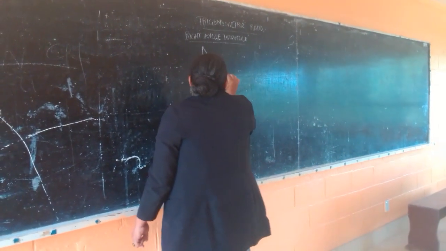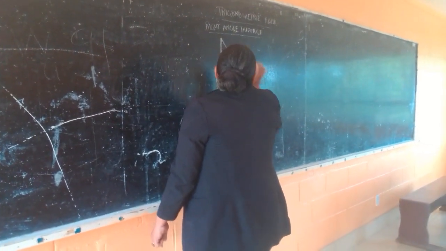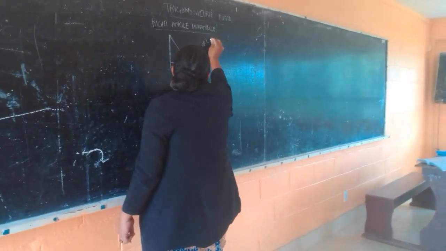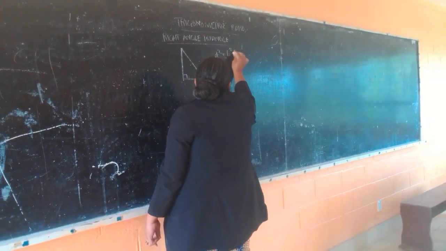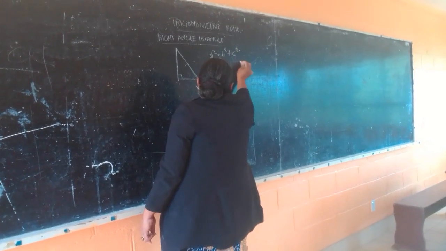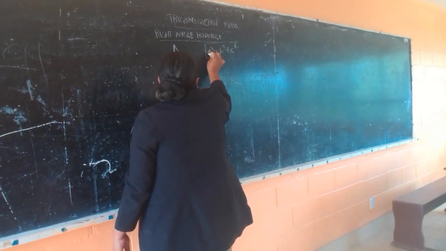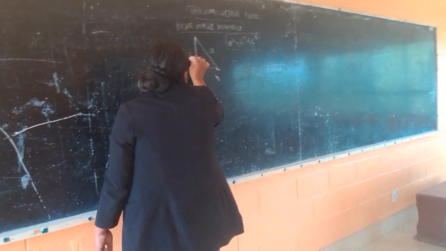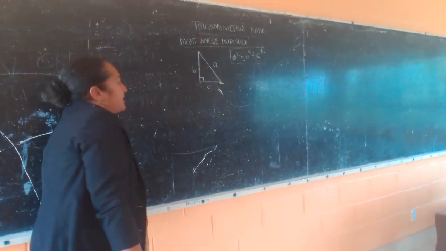Right angle triangle. Okay? Right angle triangle forms. So the Pythagoras theorem we will study is a squared equals b squared plus c squared, finding an unknown side length of any side, which in this one is a, b, and c.